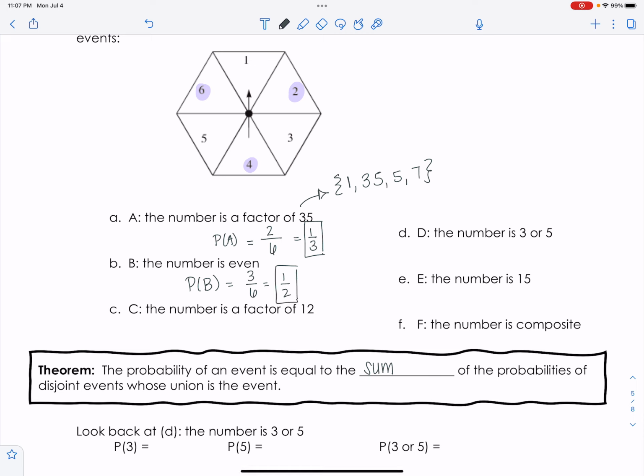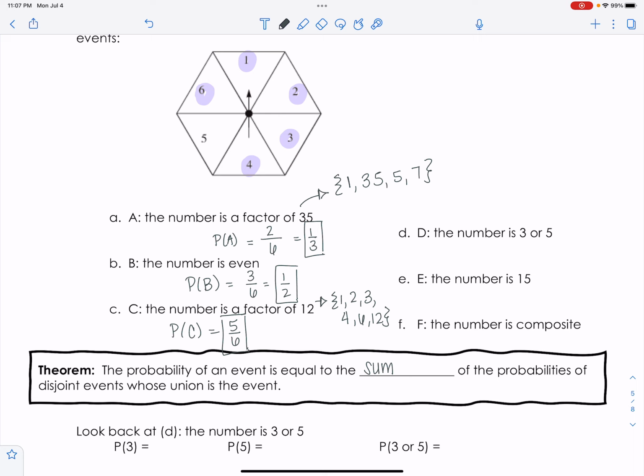The next one, the number is a factor of 12. So my factors of 12 are going to be 1, 2, 3, 4, 6, and 12. And so I'm looking for, well, what numbers listed of my factors of 12 are the ones on my spinner. So I've got 1, 2, 3, 4, and 6. And so that's going to be 5 out of 6, doesn't reduce. And so that will be my final answer for that one.